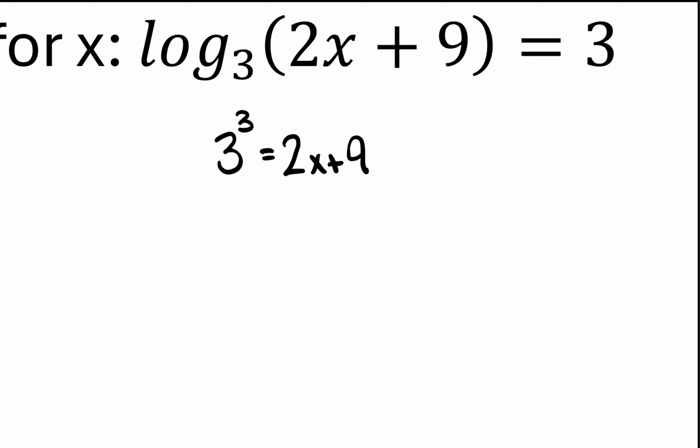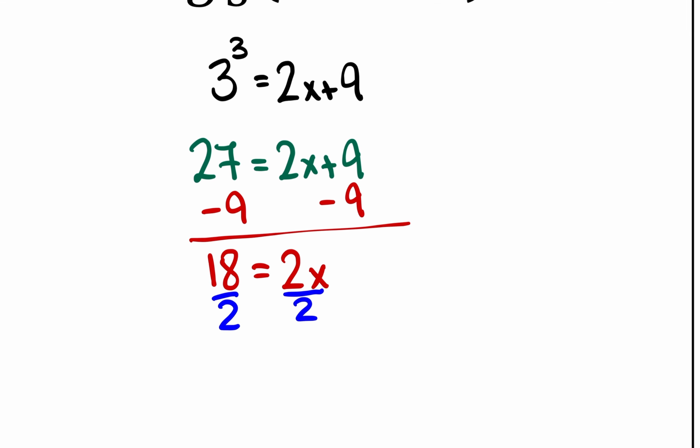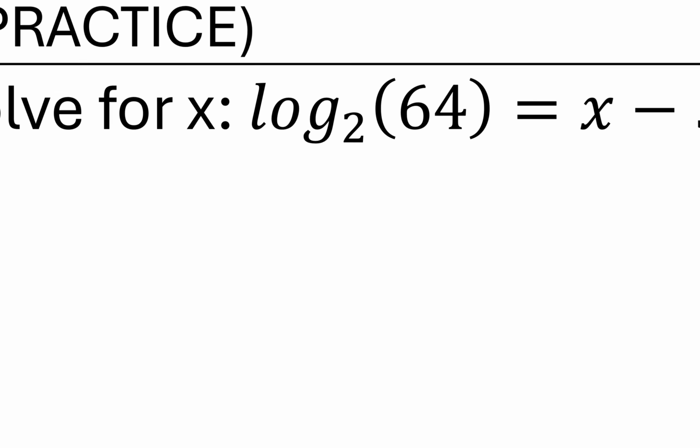I will then simplify this further. 3 to the 3rd power will give me positive 27, which is equal to 2x plus 9. I will then subtract 9 on both sides. Minus 9, minus 9. This will leave me with positive 18 is equal to 2x. I will then divide both sides by 2. And this will leave me with a final solution of 9 is equal to x, or essentially x is equal to 9. From there, let's move on to question number 3.